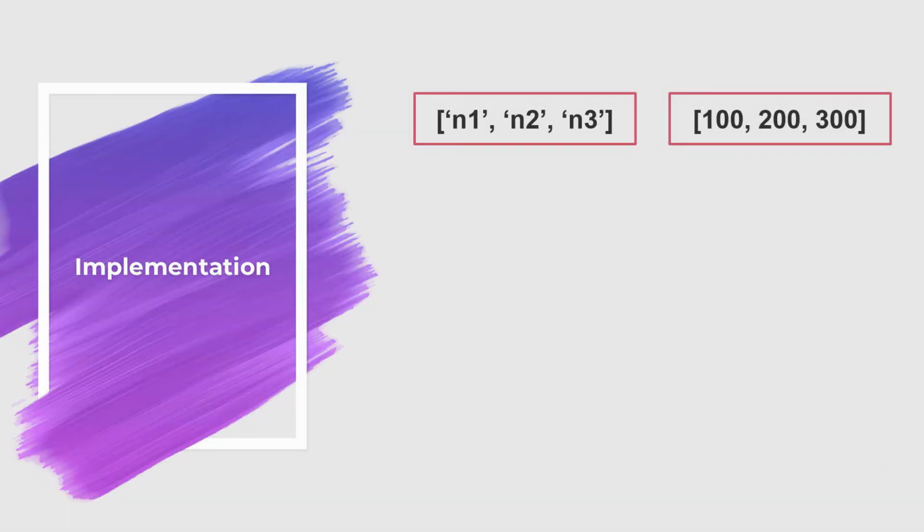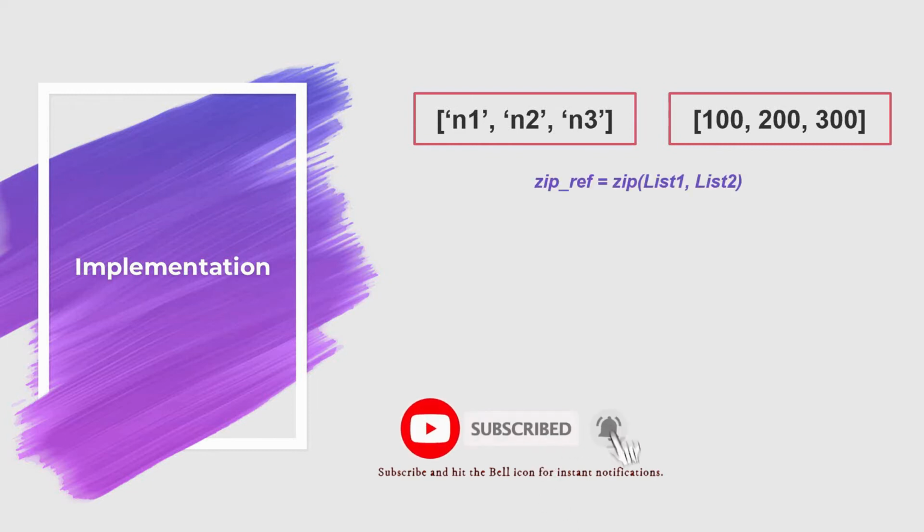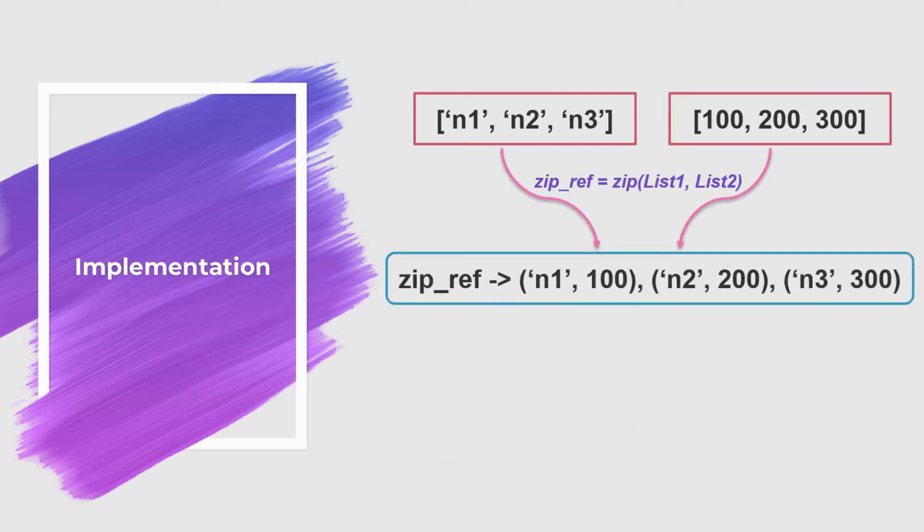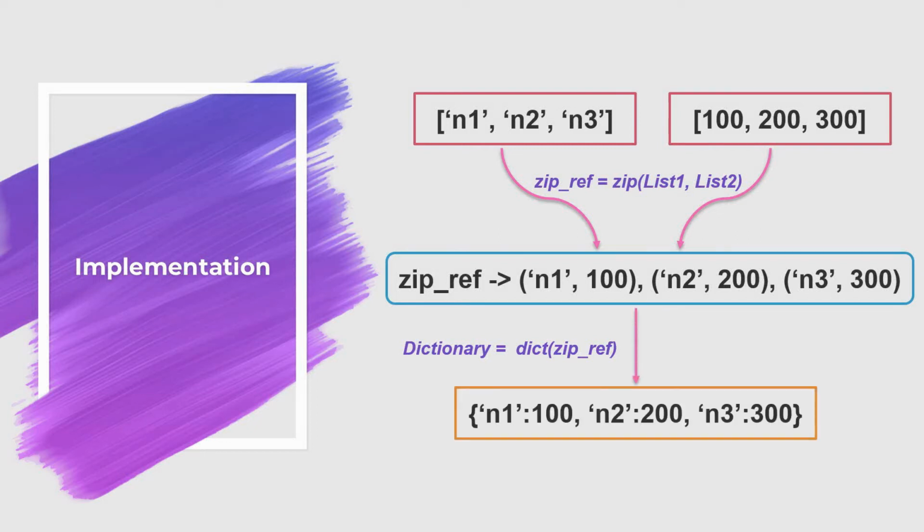Now we will see the implementation. We have these two lists. Python has a function zip. By using this zip function, we can combine list 1 and list 2 to get a single iterable zip object. And then we need to use another built-in function, that is dict, to convert this zip object into a dictionary.